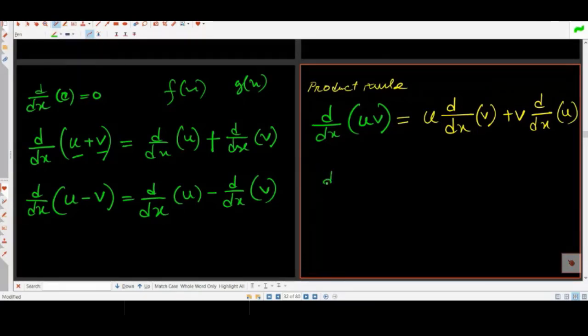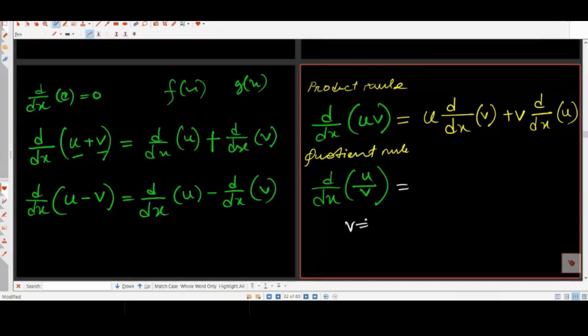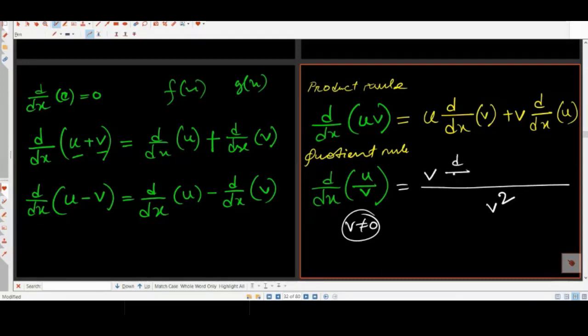Whenever we have ddx of u over v, that means we have now a quotient. So it is called the quotient rule. Please do remember here that the denominator can't be 0. If the denominator is 0, something divided by 0 will be undefined. ddx of u over v, whenever v is not equal to 0. At that time, how can we find the derivative? It will be by this way. In the denominator, it will be v squared. In the numerator, v ddx of u negative u ddx of v. So v ddx of u negative u ddx of v over v squared. So this is called the quotient rule.